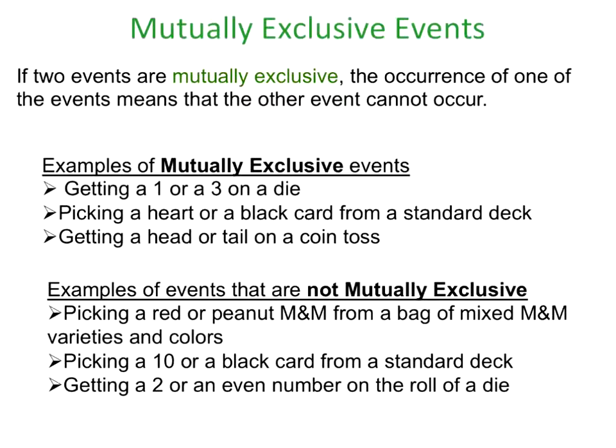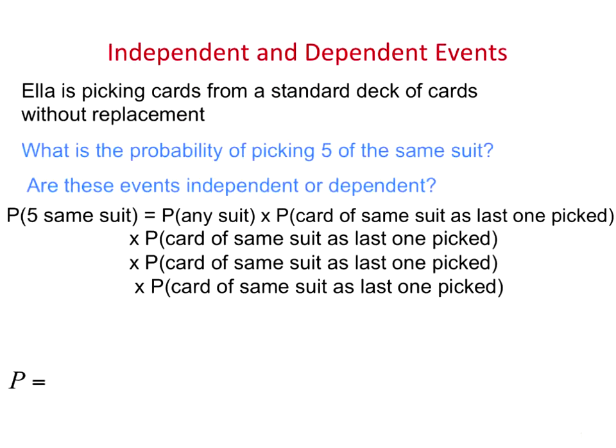I have one last kind that I'm going to do with you today. Actually, let me just show you one thing on this one. The only difference on this problem is it says Ella's picking cards from a standard deck without replacement. So it's still that same decreasing formula. What's the probability of picking 5 of the same suit?